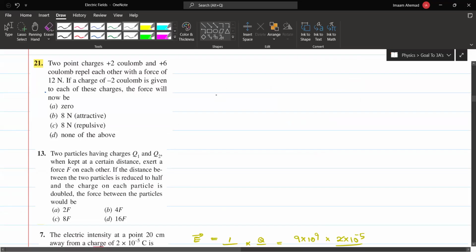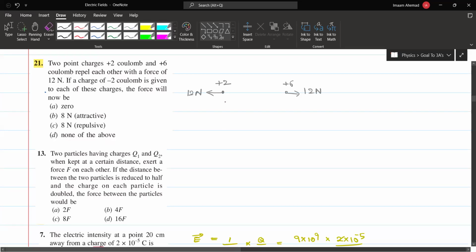So question number 21, initially we have plus 2 coulomb and plus 6 coulomb of charge. So they repel each other with 12 newtons. As we mentioned earlier, both of them should be equal, right? Because force depends on the product of the charge.